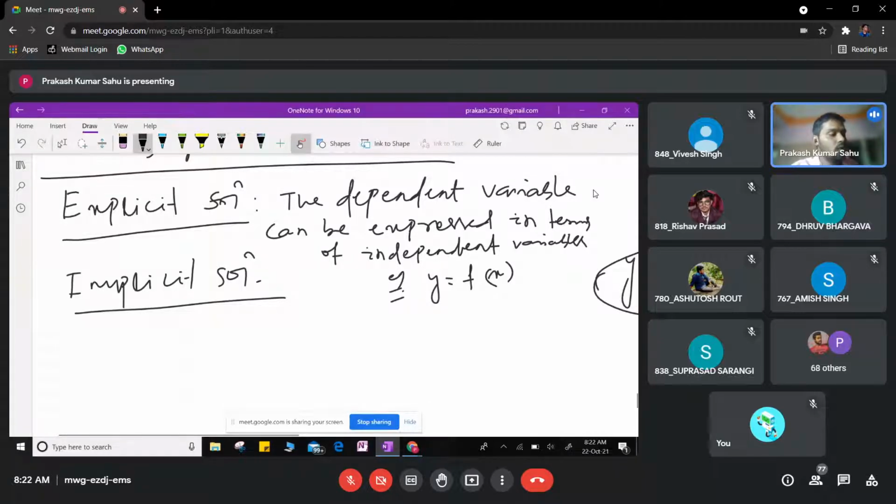And what is the implicit form? The implicit solution is like this. When you write f of x comma y is equal to 0. Suppose y is the solution. Okay, write here h of x.